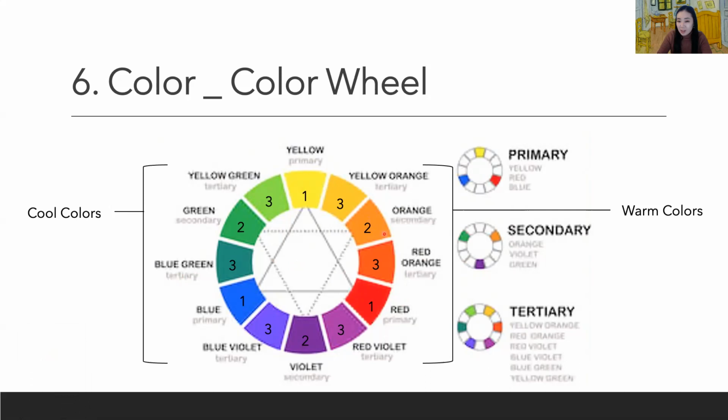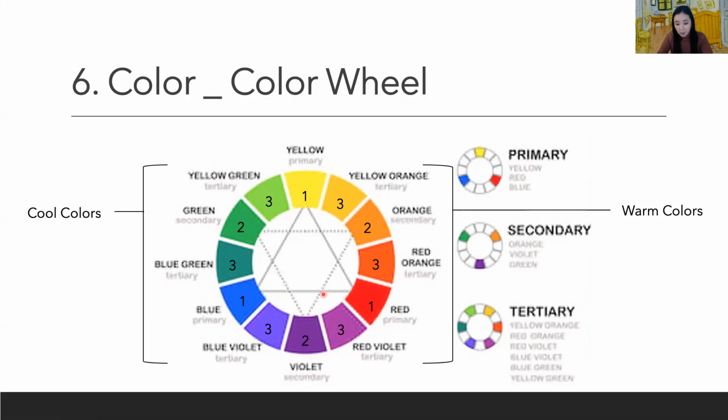Here are the secondary colors, with the number 2: orange, green, violet. Each of the secondary colors is made by combining two primary colors. So for example, when you mix yellow and blue, then you can create green.